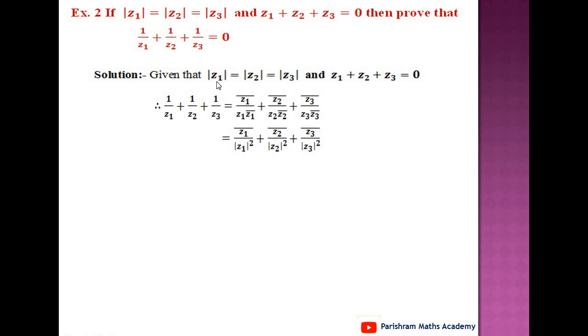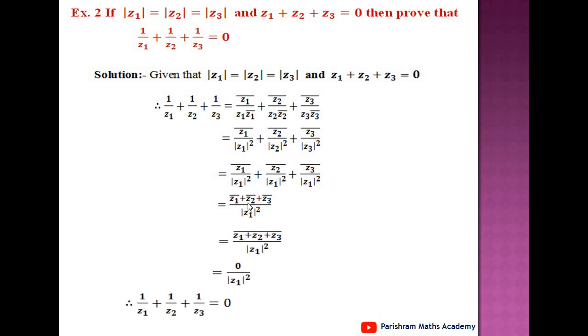But mod of z1 equal to mod of z2 equal to mod of z3, and therefore z1 bar upon mod of z1 square plus z2 bar upon mod of z1 square plus z3 bar upon mod of z1 square, because their modulus is same. Now the denominator is same and therefore equal to z1 bar plus z2 bar plus z3 bar upon mod of z1 square.